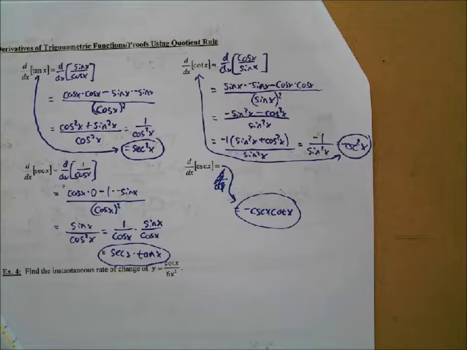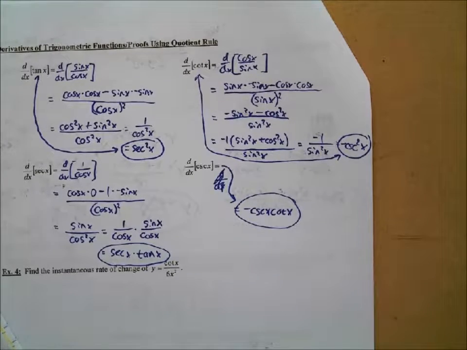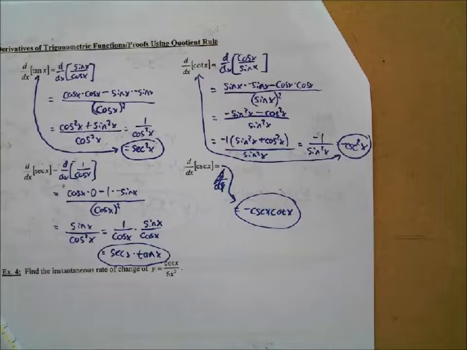The derivative of cosine is what? Negative sine. The derivative of cotangent, negative cosecant squared. The derivative of cosecant, negative cosecant cotangent. So anytime you take the derivative of a co-function, cosine, cotangent, cosecant, you'll have a negative derivative as your answer, as opposed to sine, tangent, and secant, which are all positive.